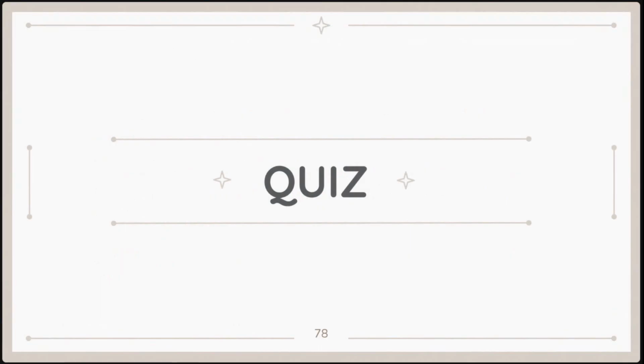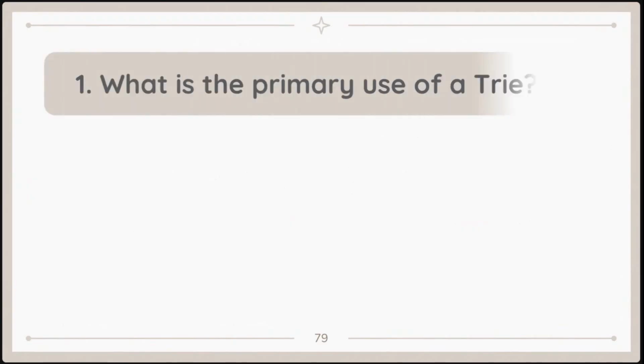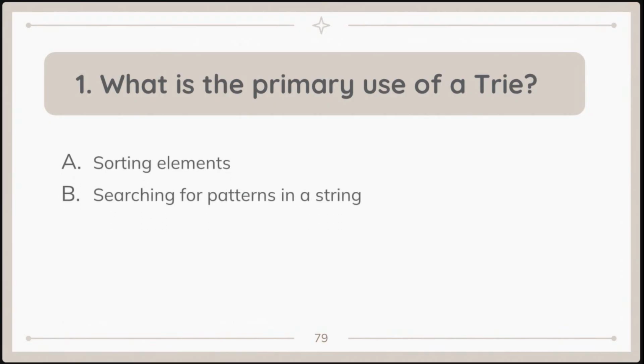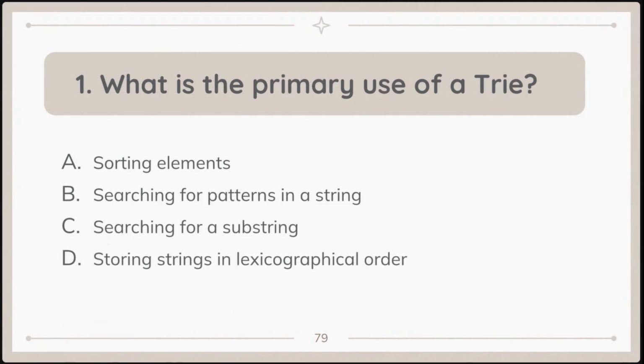Now we move to the last part, the quiz. The first question is, what is the primary use of a trie? A. Sorting elements. B. Searching for patterns in a string. C. Searching for a substring. D. Storing strings in lexicographical order. The correct answer is B.